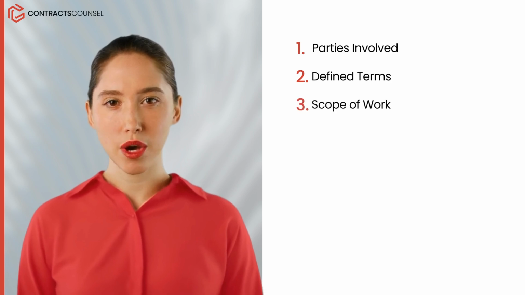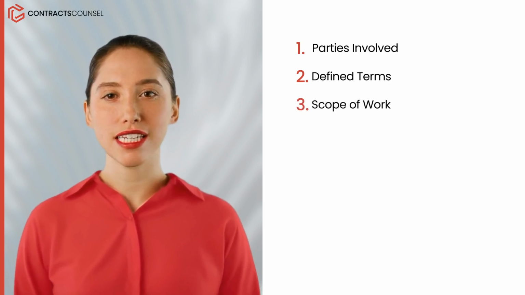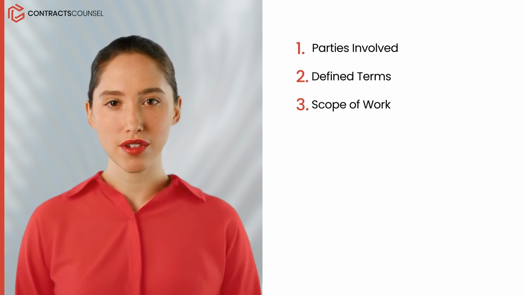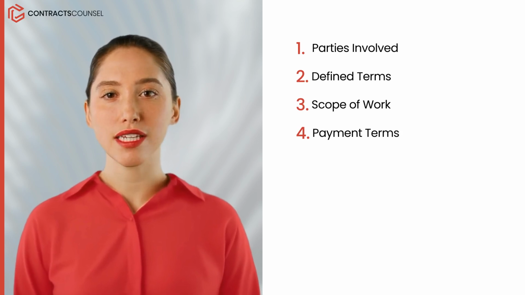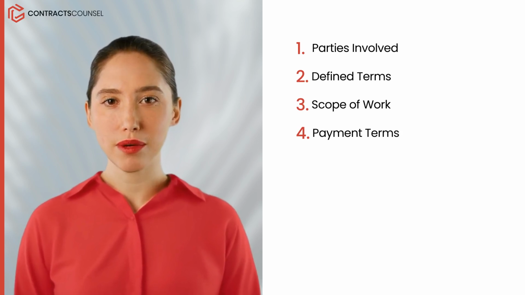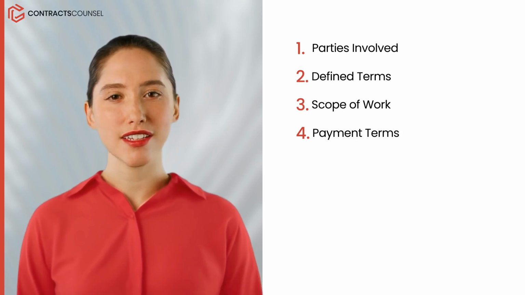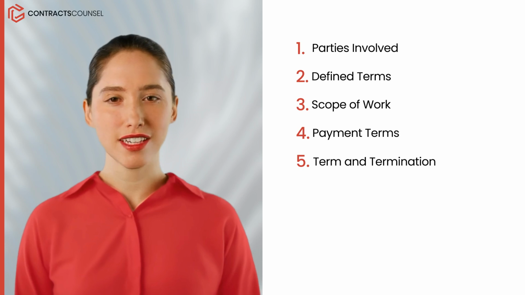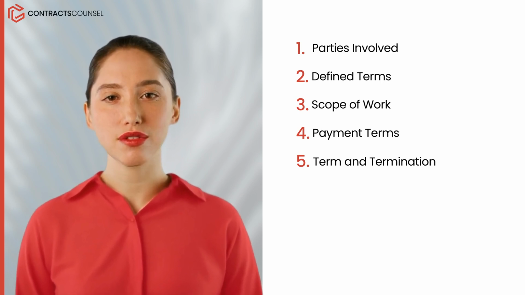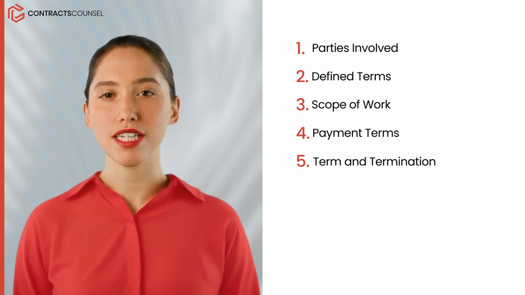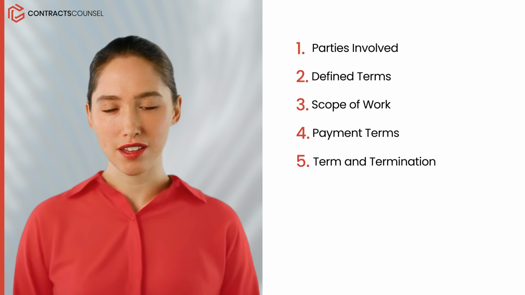3. Scope of work. For service-related contracts, this clause defines the services or goods to be provided. Make sure it is detailed. 4. Payment terms. If any form of payment is part of the agreement, this clause specifies the payment amount, method, and schedule. 5. Term and termination. This section sets the duration of the contract and the conditions for termination, which is how a party of the agreement can get out of the contract.